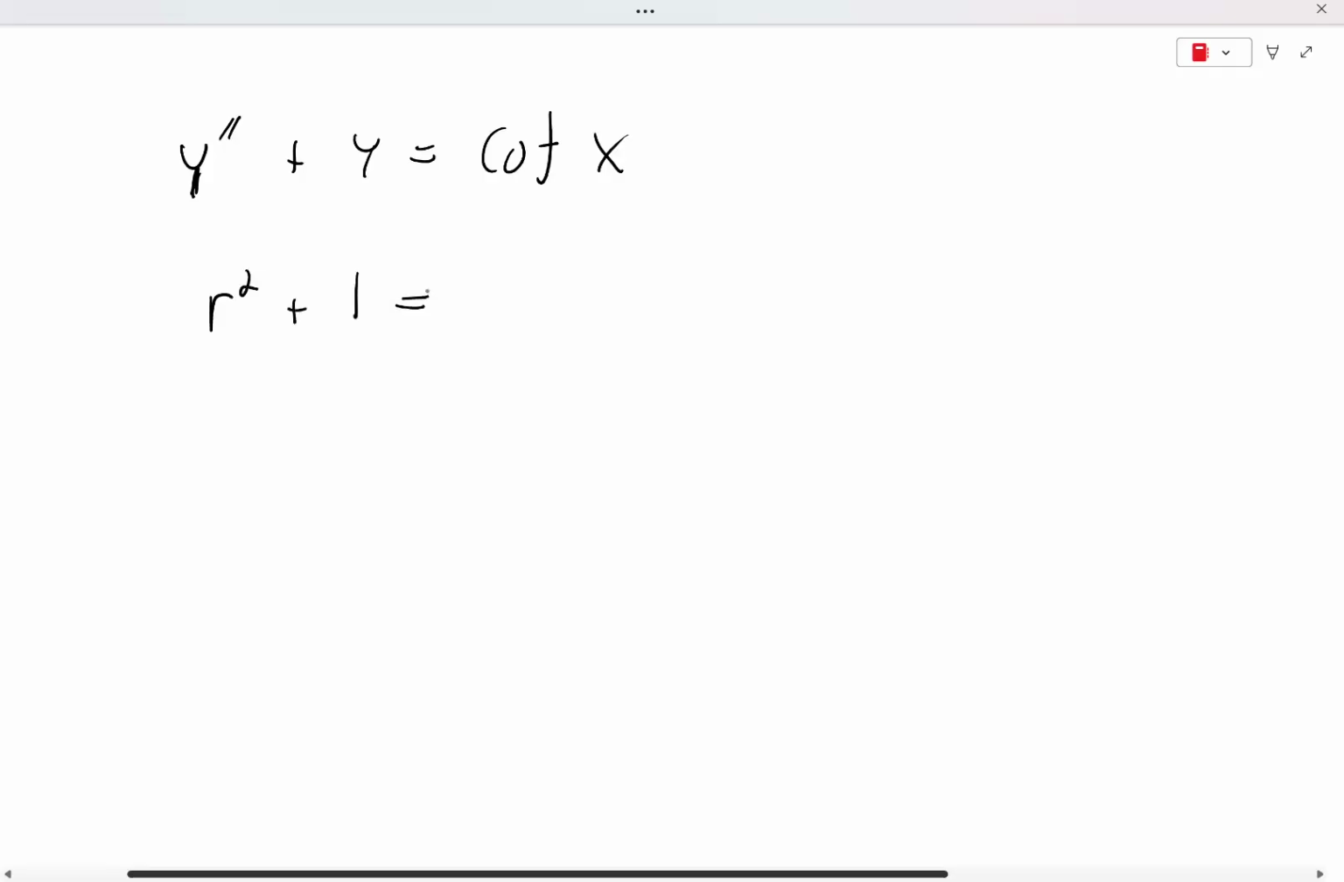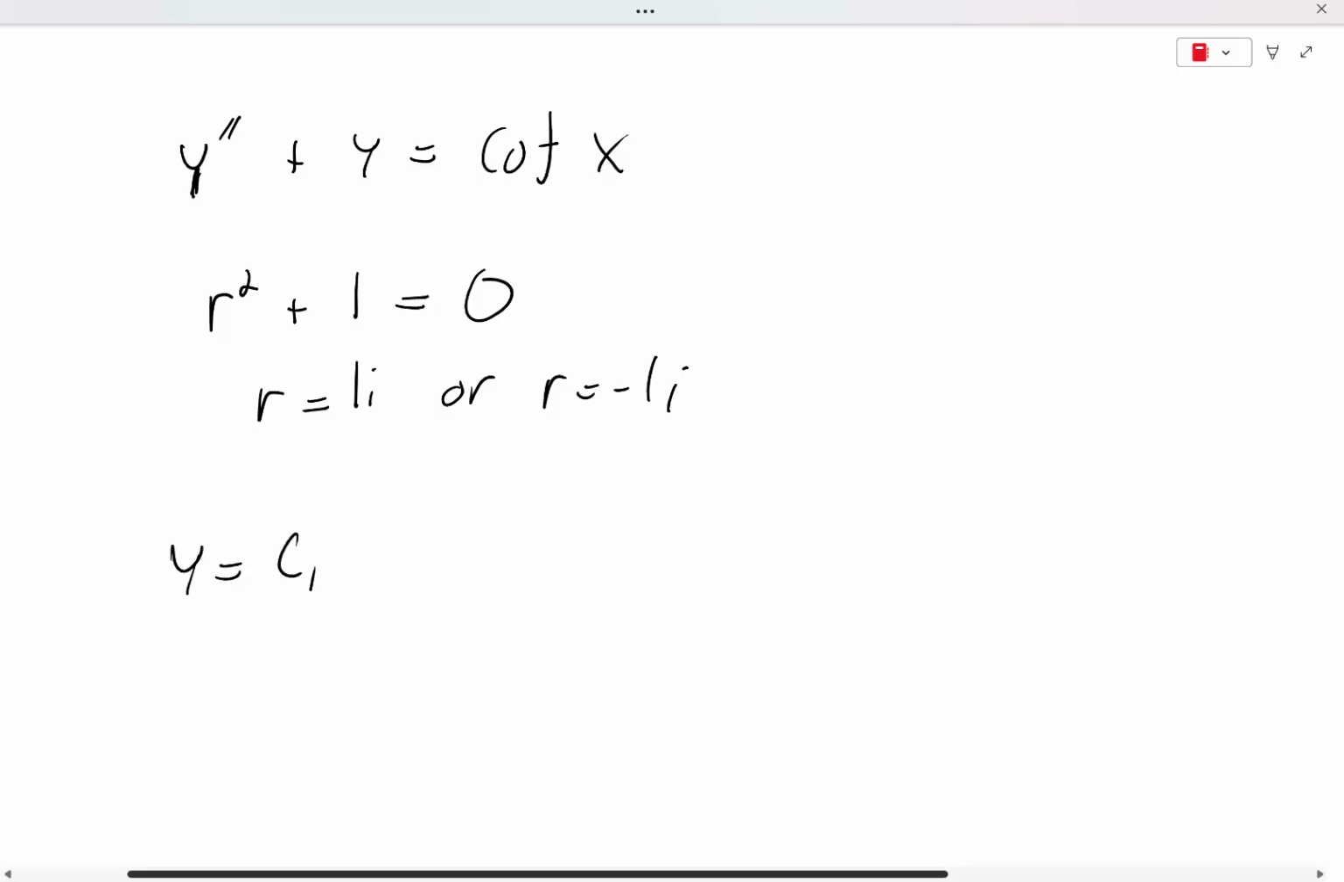So r squared plus 1 equals 0. Going through it, you get r equals i, right, so r equals 1i or r equals negative 1i. You go through, do your quadratic formula, whatever, you get this here. Okay, so what would be the general solution from the homogeneous equation?